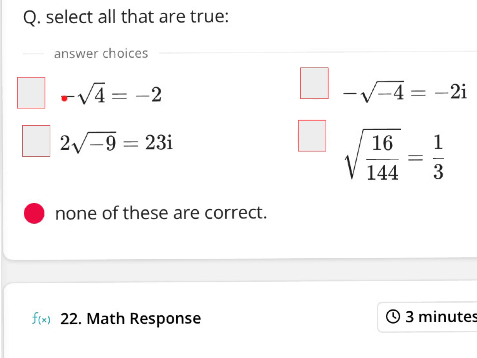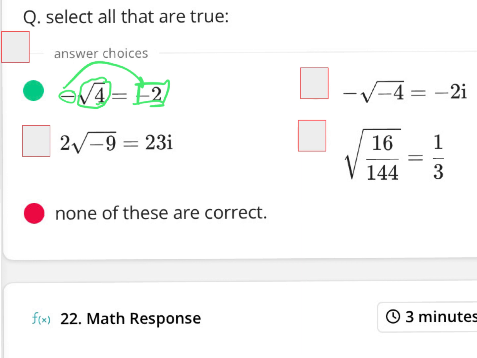We have the negative sign in front of the square root of 4. So we need to think, what is the square root of 4? The square root of 4, what number times itself? 2 times 2 gives you the answer 4. That will be 2. And of course, you're going to put a negative in front. So there's the 2, then you take the negative and you put it in front. There's your answer. That is a true statement. So that's why it's green right there.